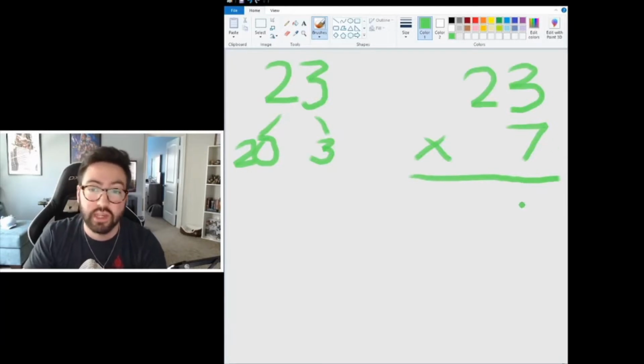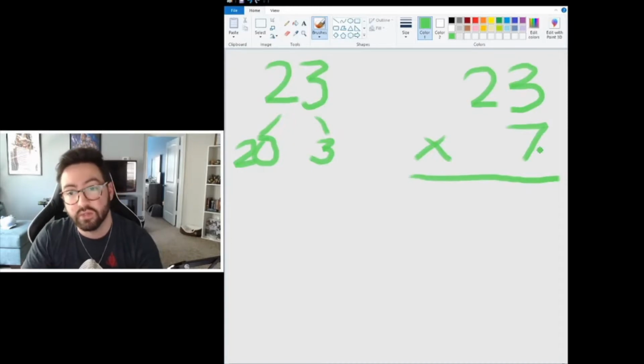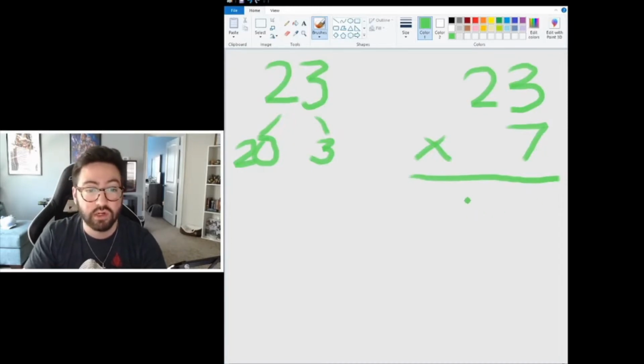Now whenever we do multiplication or addition or subtraction, whenever we write it vertically like this, we always start in the ones place. So we'll multiply the 3 times 7 first. 3 times 7 equals 21. So we're going to write 21 below right here, the whole number. Now the next step, we're going to multiply the tens place times 7.